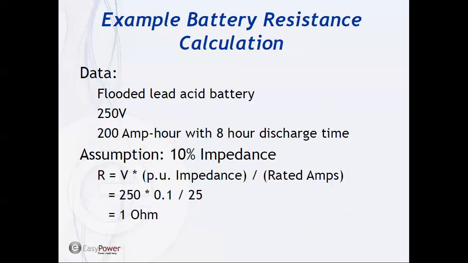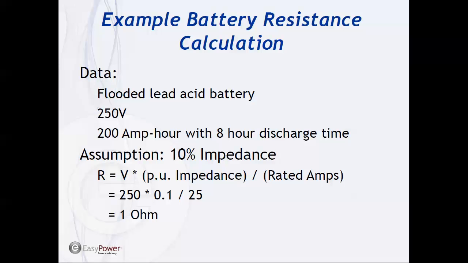Let's take a look at an example battery resistance calculation. What we have is a flooded lead acid battery rated at 250 volts. The amp hour rating is 200 with an estimated 8-hour discharge time. So what we do is calculate the base amps. The base amps is 200 divided by 8, which gives us 25 amps.